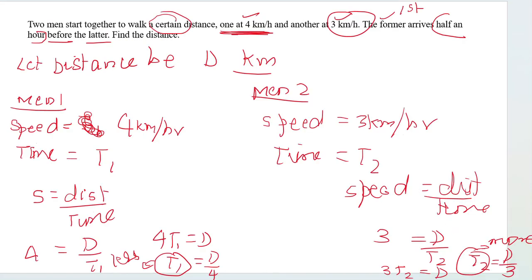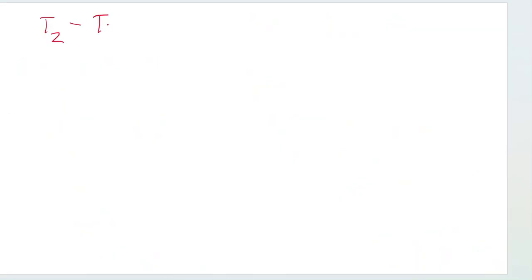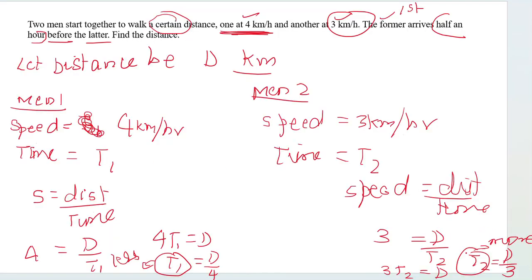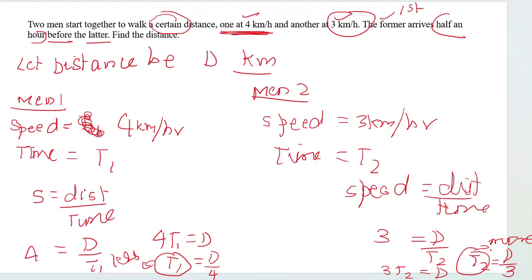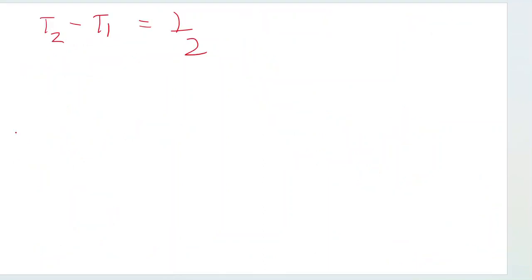That means the difference between their times, T2 minus T1, is nothing but half. Now why T2 minus T1? Because T2 is more and T1 is less, so I have to subtract a smaller number from a larger number. Therefore, I know that T2 minus T1 is half an hour. The difference is half an hour.